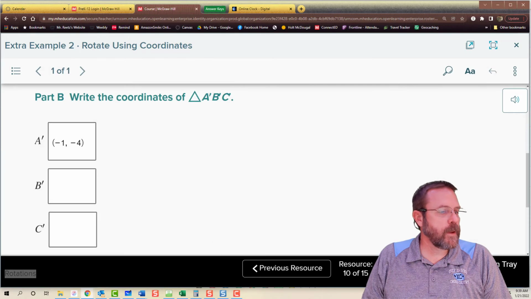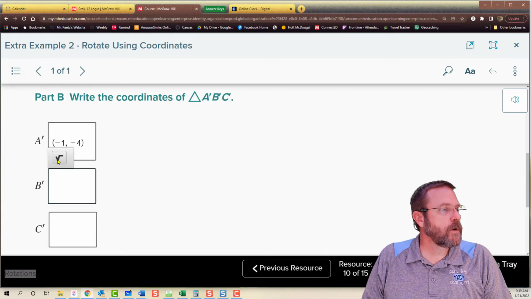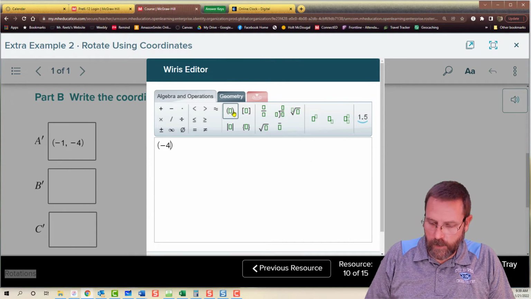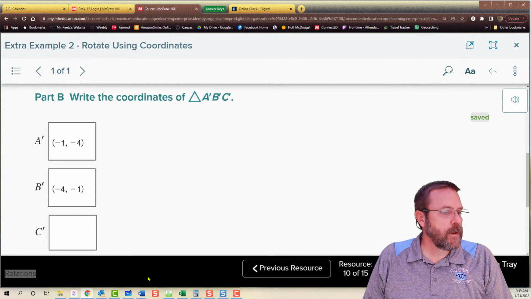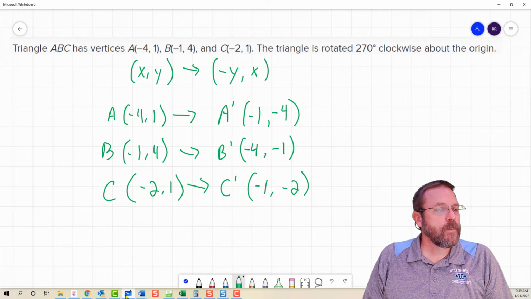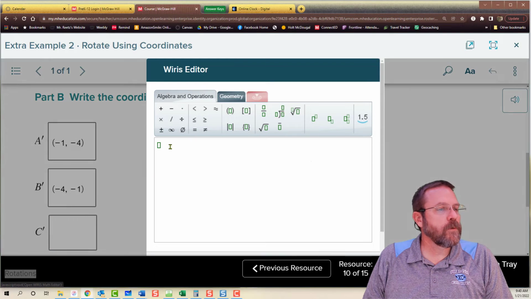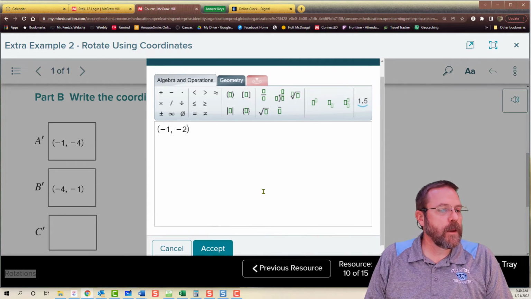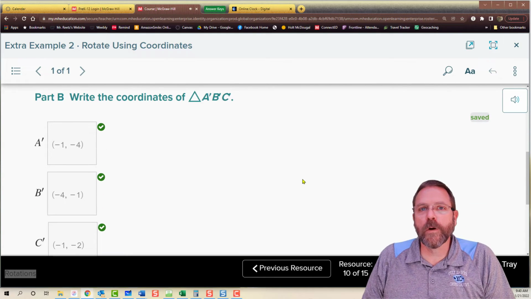Alright, we're going to accept that. And then we're going to do -4, -1 as the next point. So I'm going to do my parentheses, -4, -1. We're going to accept that. And then the last one is going to be -1, -2. So we're going to plug those values in, parentheses, -1, -2, and accept that. We're going to hit our check button, and all 3 points are correct.